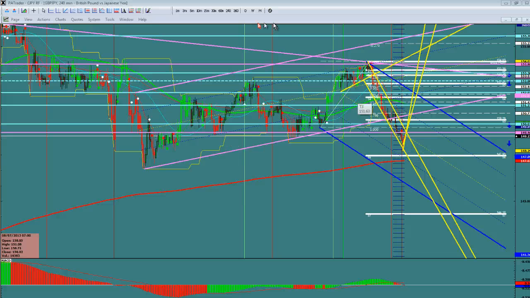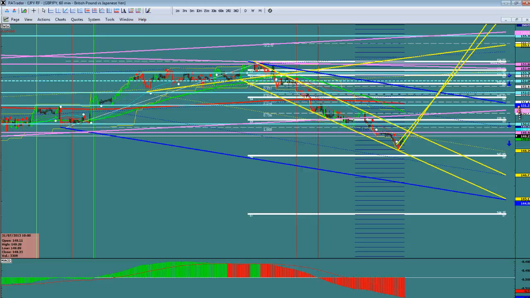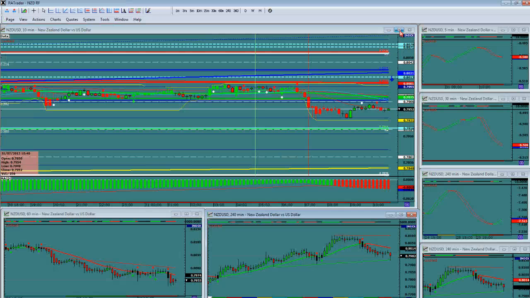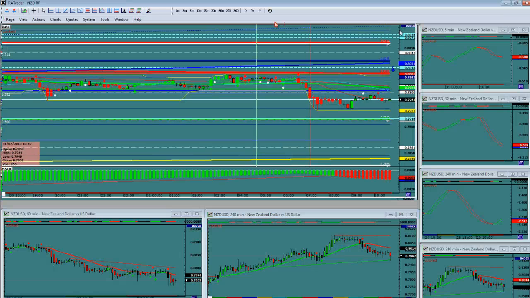So if we get the breakdown here, we're going to be very, very interested in the sell on this pound yen. So what do we got to do? We got to be below 149.00. Below there, and we will trade it down to 148 roughly. Pretty easy to see that one. That's one big trade.